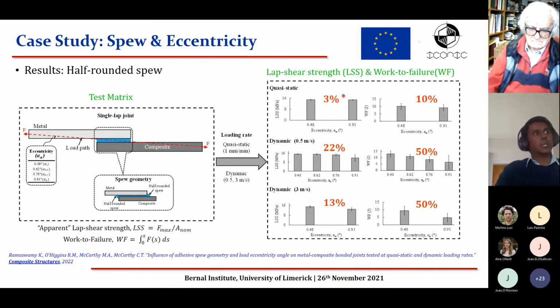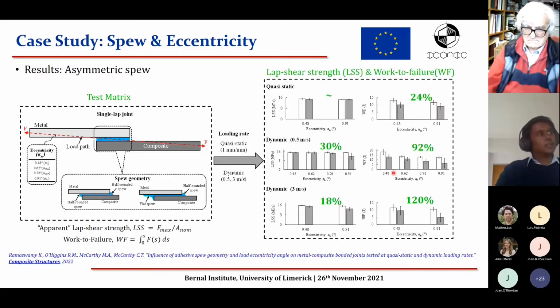Now, on the right, we have the lap shear strength and work to failure for the different tested cases, the top being the quasi-static test and the bottom two being the dynamic tests at 0.5 meters per second and 3 meters per second. Interestingly, what we saw was a 22% and 13% decrease in strength and a 50% decrease in energy absorption when we look at the effect of eccentricity.